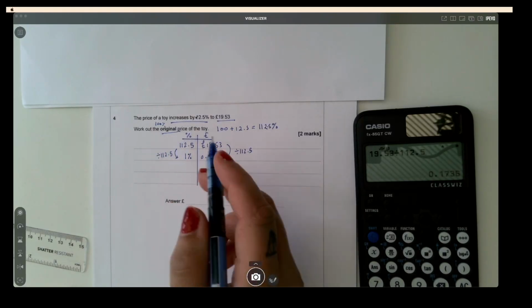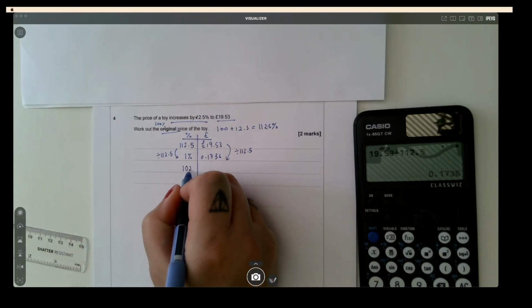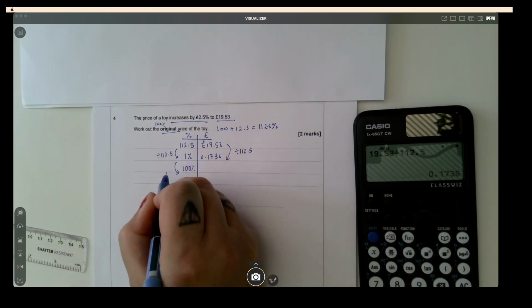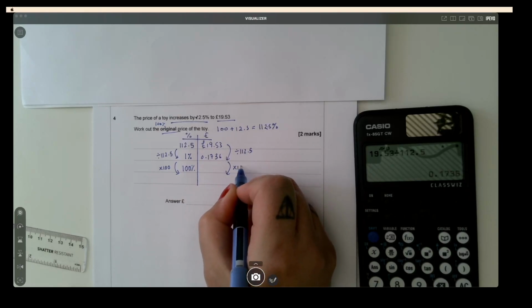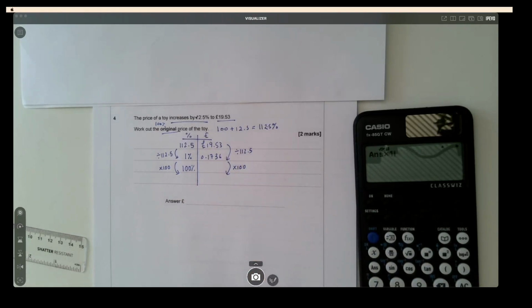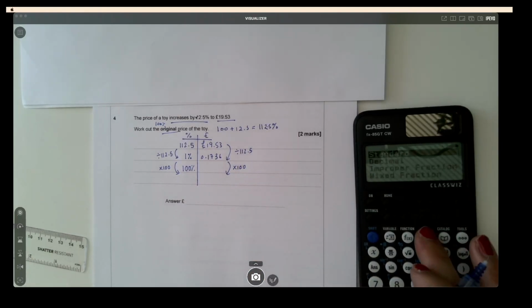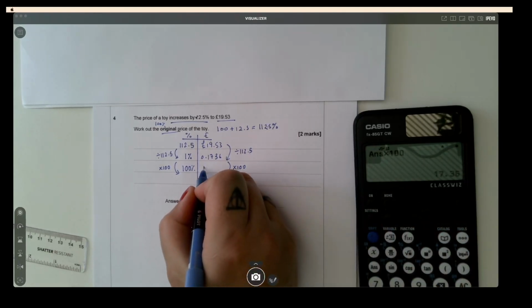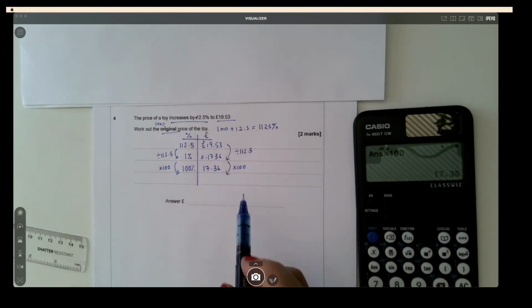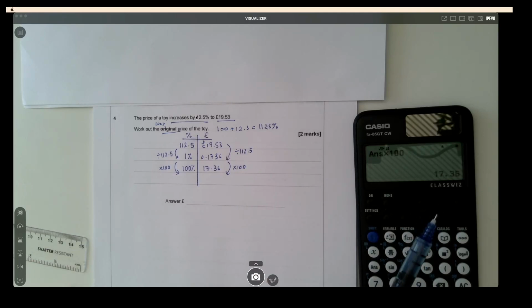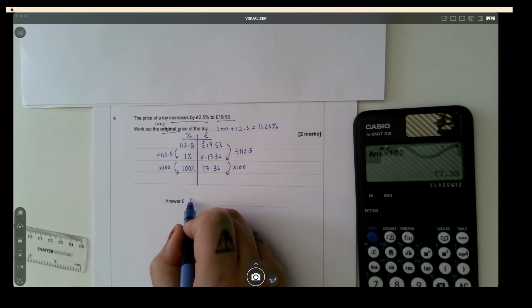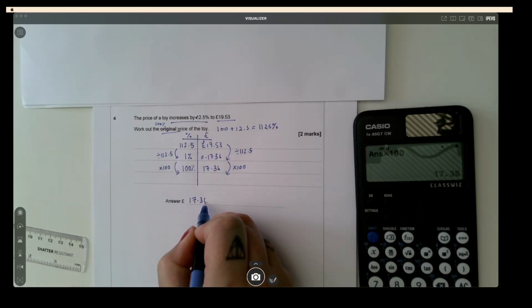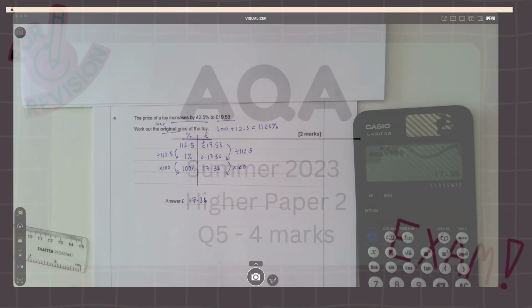I'm aiming for 100%. So to go to 100%, I would then multiply the 1% by 100. So let's do the same on the other side. Multiply by 100. That gives me 17.36. We're dealing with money, so we need it to be in 2 decimal places, so it's worth double checking that at this point. So the original price of the toy before the increase was £17.36.